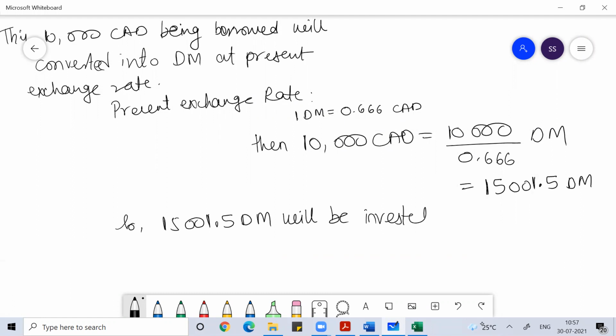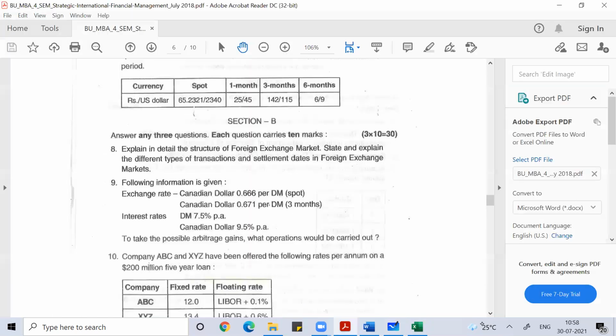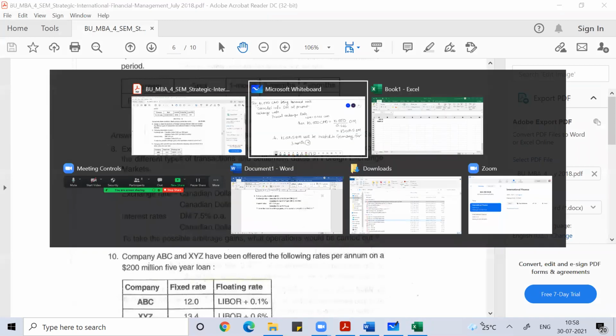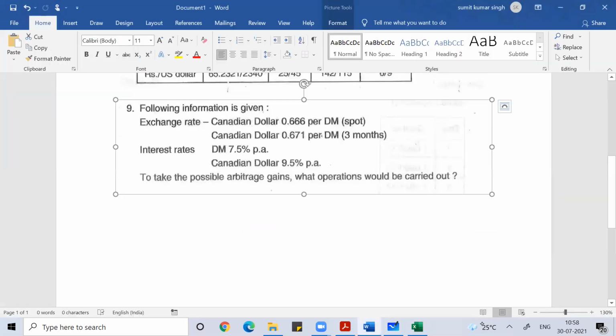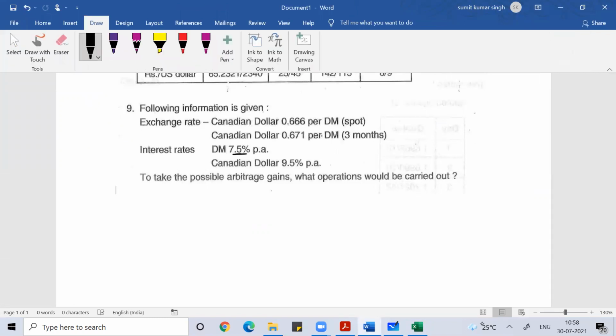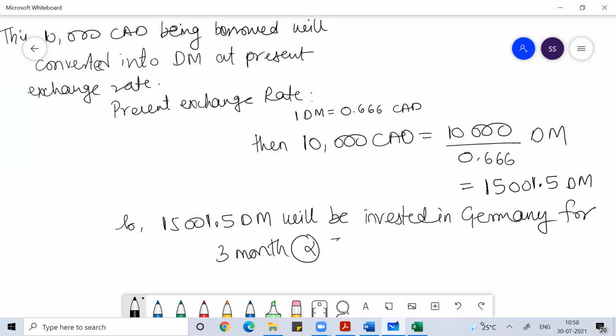in Germany for 3 months. And what is the interest rate in Germany? So you can see the interest rate in Germany is 7.5% per annum. Per annum means per year.